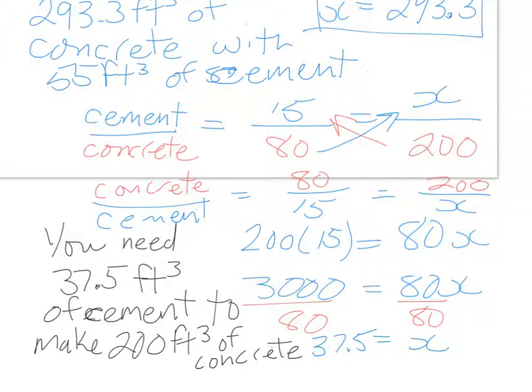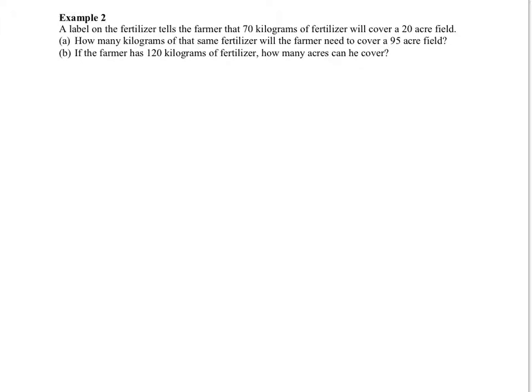So the key is just make sure you have unit A, unit B, and then wherever you place them, just make sure you're consistent and you put the numbers for that unit on the same line as where you put your words. Okay, if we look at the next example, it says label on fertilizer tells the farmer that 70 kilograms of fertilizer will cover a 20-acre field. So the units that we're going to be setting up, again, we do our lines. The units that we're going to have to look at are the fertilizer to acres, or kilograms to acres.